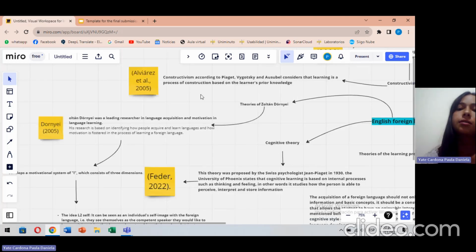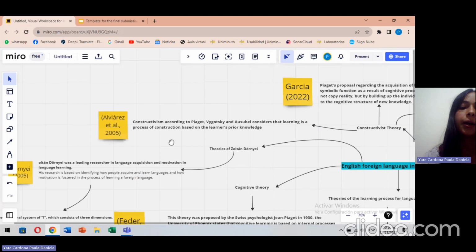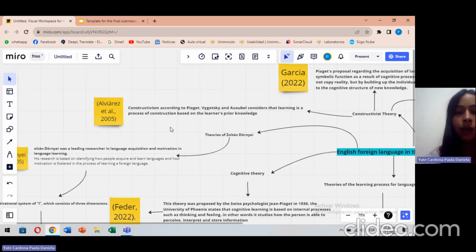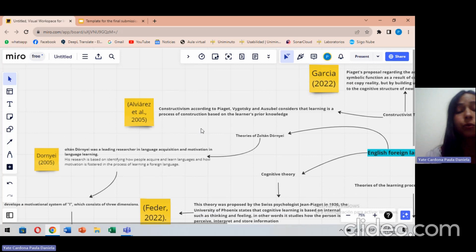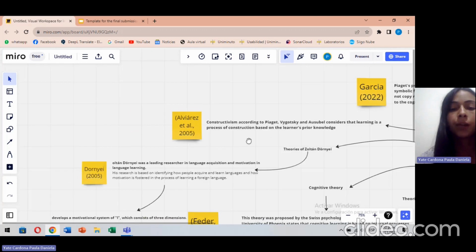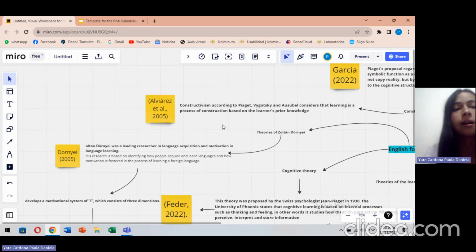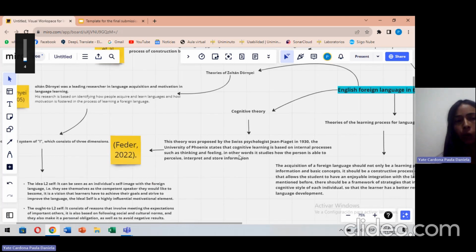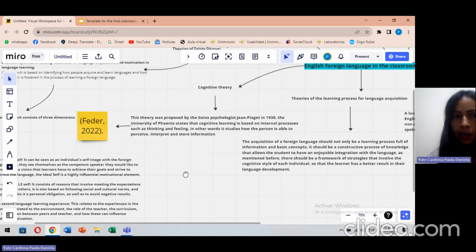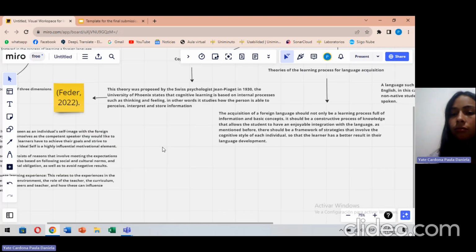In the constructivist theory proposed by Piaget, Vygotsky, and Haswell, Albiaris 2025 considers that learning is a process of construction based on the learner's prior knowledge. These two theories are related because they share similar ideas: the learner must have prior knowledge to experiment and interact with the environment to construct meaning.